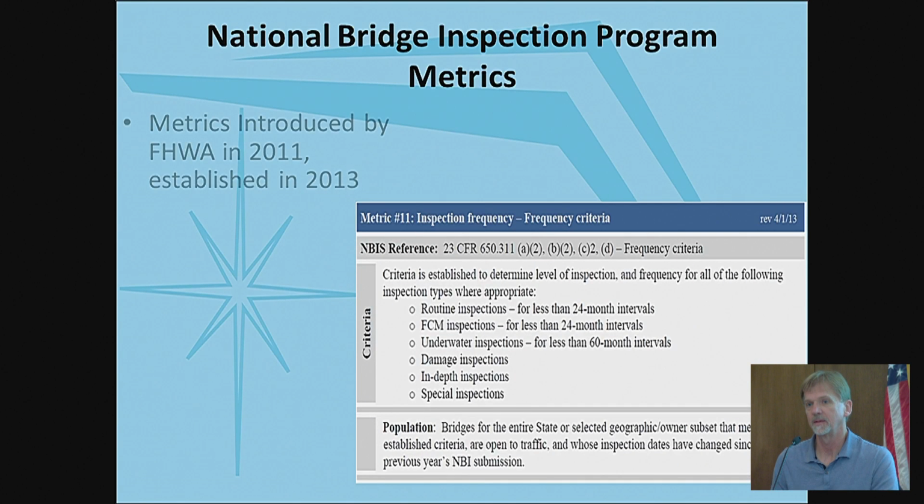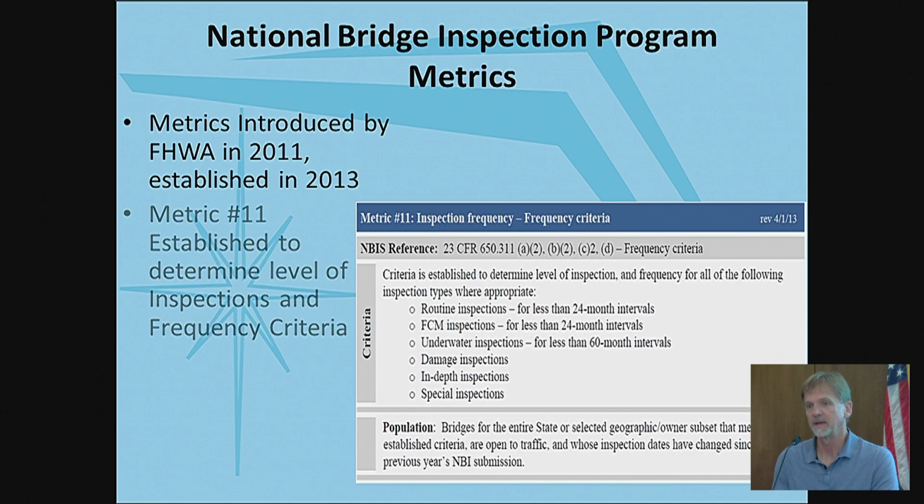So the metrics were introduced in 2011, established in 2013. Metric 11 really encompasses everything, all those reports. I know I mentioned the other metrics, but basically metric 11 is all of the in-depth reports or supplemental inspections that a state will do. And that includes the routine inspections, fracture critical, underwater, the damage, in-depth, and special inspections.